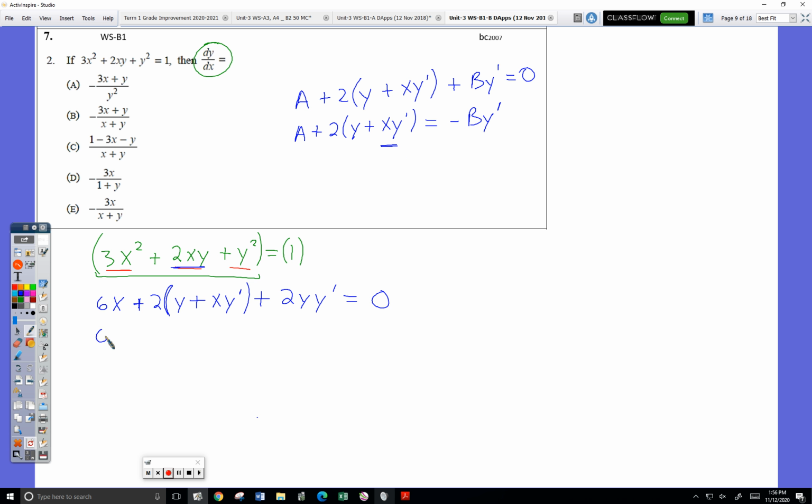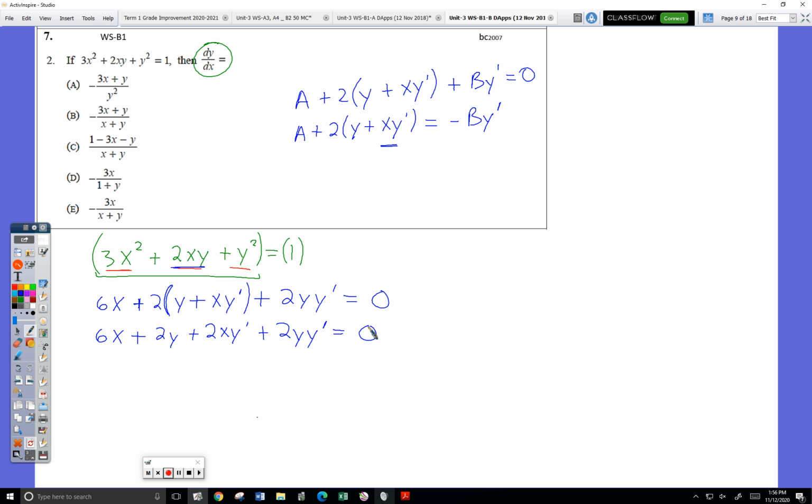So we've got 6x. We're going to distribute the 2, so what do we get? 2y plus 2x y prime. And let's leave this one here for a minute. Okay. So does that give you any ideas?